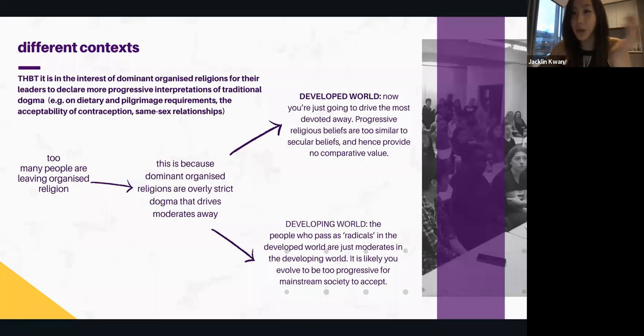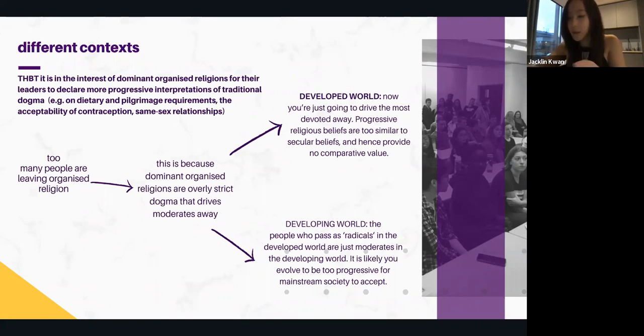It's okay to be incredibly liberal with all of our religious practices. Now your religious beliefs just seem too similar to the secular context that you grew up in, right? It's too similar to the secular society that you exist in. So why are you staying in this religion if it has no comparative difference to the society that exists around you? So you, as the most devoted person, are probably going to leave, or you're going to be driven away because there's just no comparative value that your religion is adding anymore.